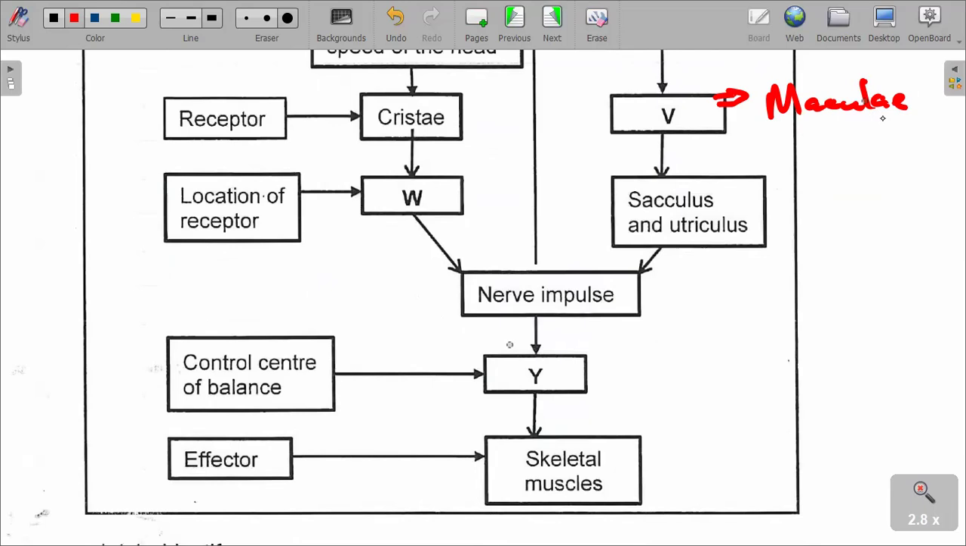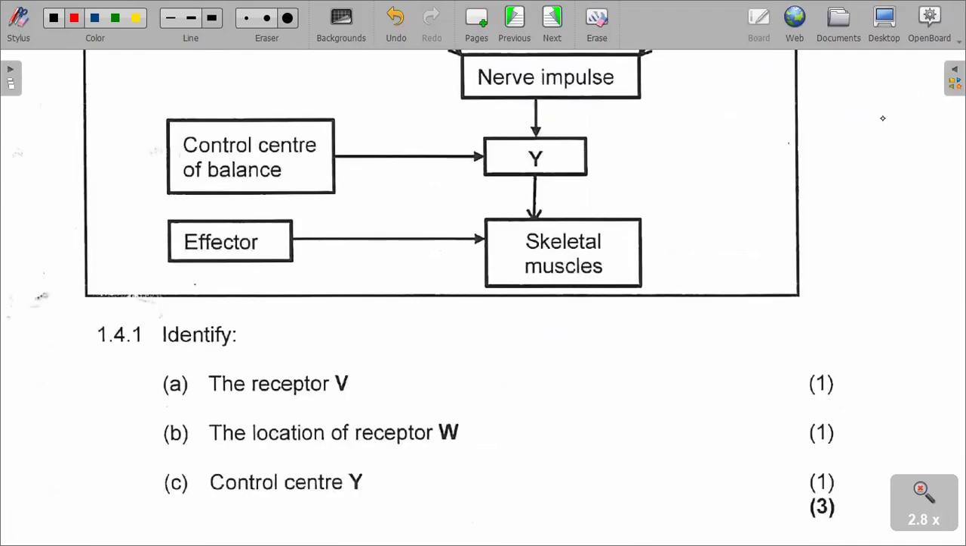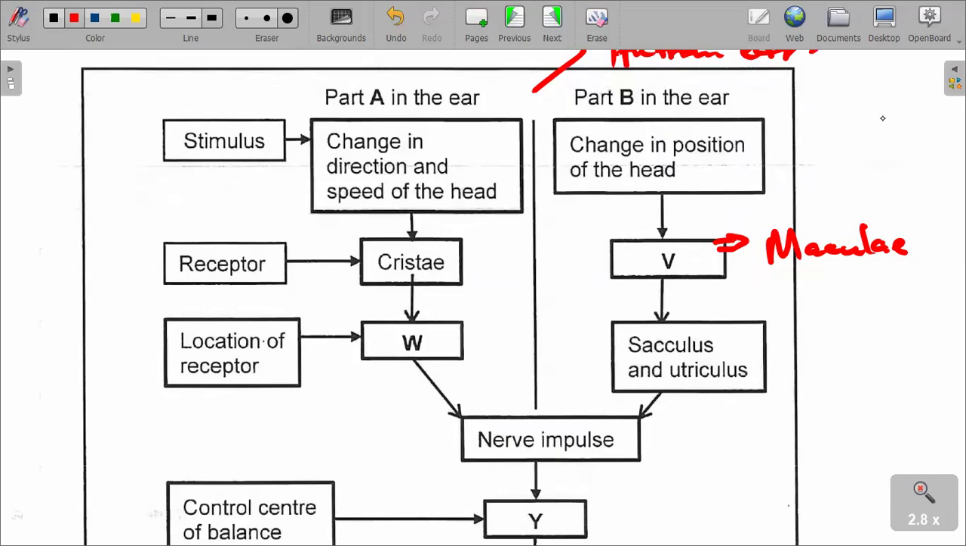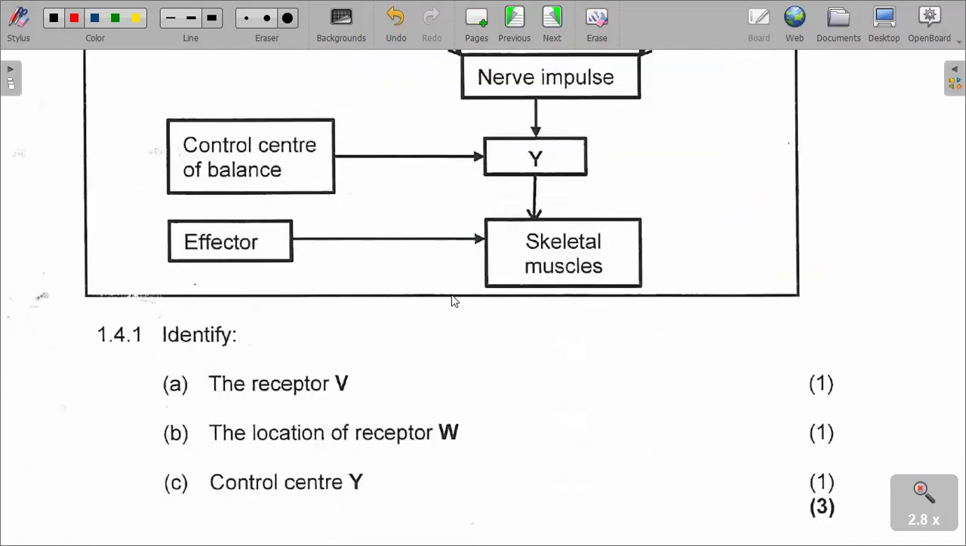The next question is saying the location of receptor W. We have got change in direction and speed of the head, and then the receptor, the crest, and then location, and then W. Where is W located? It is located in the what? It is located in the phase 2. Let me just write the answer. Location.